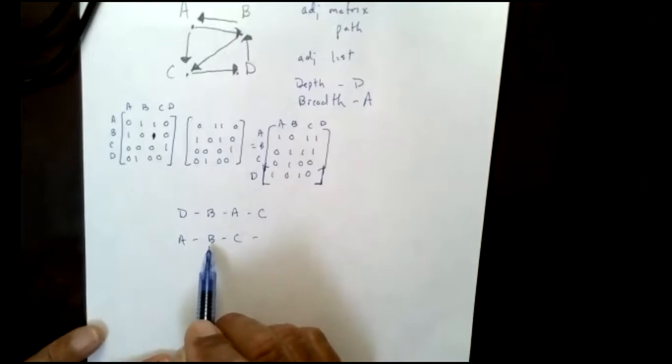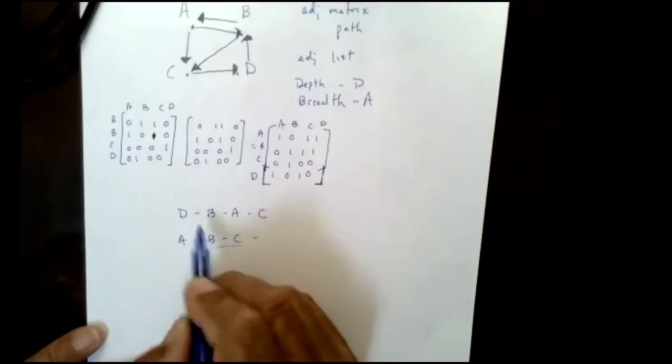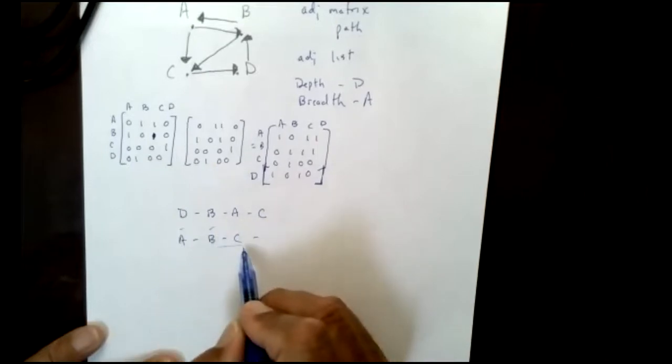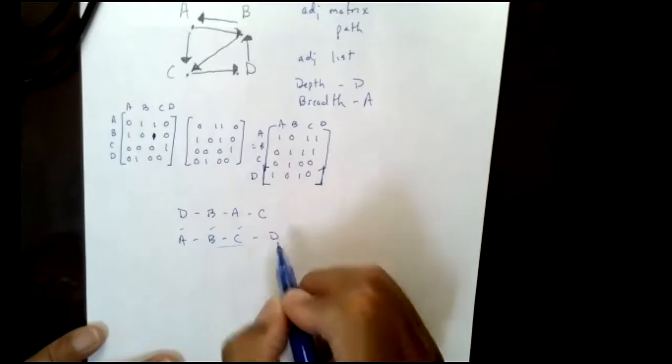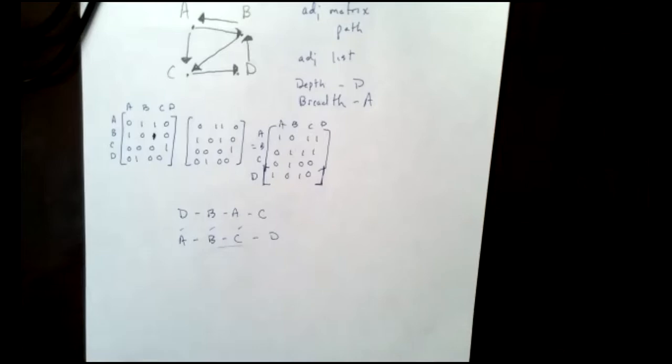Now I start with B. Does B go anywhere else? B goes to C, and that's it. So then I go to C, because this one's done. Does C go to anywhere else? Goes to D. Now I'm at D. Does D go any place unique? And the answer is no. So A, B, C, D.